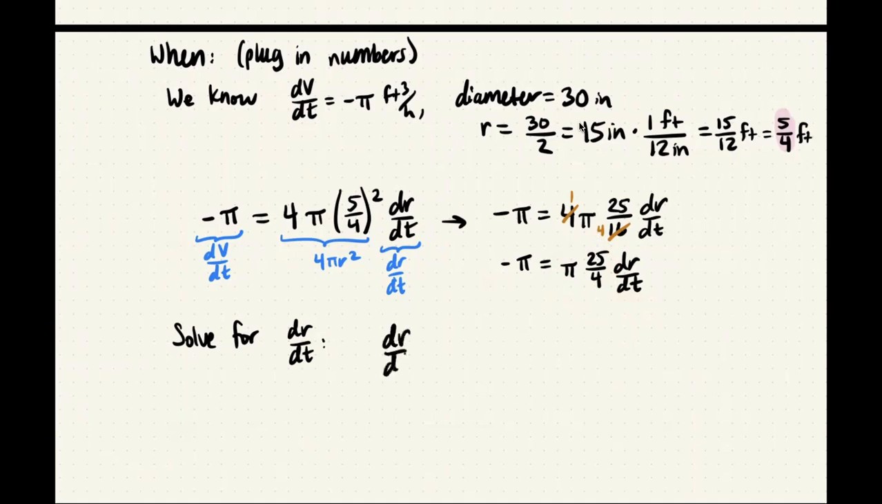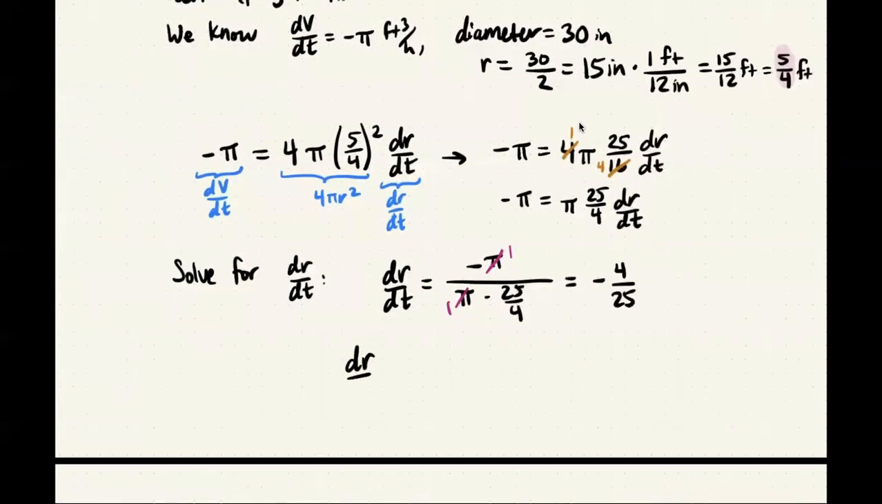So I have dr/dt equals, I had a negative pi over here, and I'm dividing by pi 25/4. Okay, let's simplify things a little bit. These pi's can cancel out to 1. And when you divide by a fraction, we need to multiply by the reciprocal. So flip it over. And just remember we have this negative here, so don't drop that negative. So dr/dt equals negative 4/25.